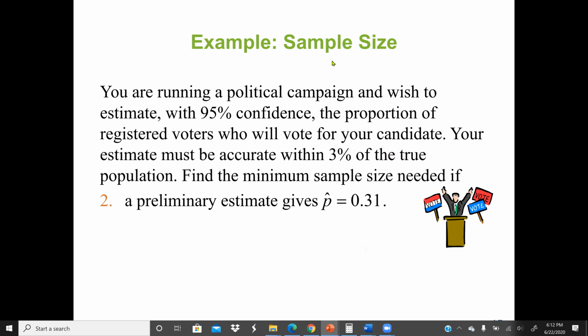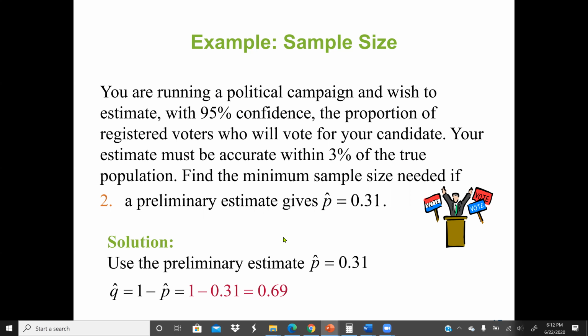So here is another example for the sample size. You are running a political campaign and wish to estimate with 95% confidence the proportion of registered voters who will vote for your candidate. Also your estimate must be accurate within 3% of the true population. Now the question says find the minimum sample size needed if the preliminary estimate gives 0.31. So use the preliminary estimate: P hat is 0.31. So Q hat will be 1 minus P hat, which is 1 minus 0.31.